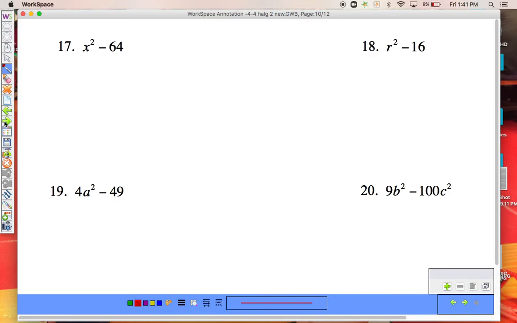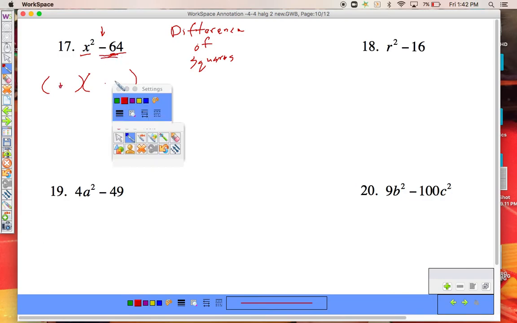Number 17, x squared minus 64. We're going to call this a difference of squares. It's called a difference of squares because it's 2 perfect squares. x times x is x squared, 8 times 8 is 64, separated by a minus sign. If we ever have 2 perfect squares, a number times itself gives me that value, separated by a minus sign, we're going to go straight to our answer. When my last term is negative like this, it's going to be a plus minus.